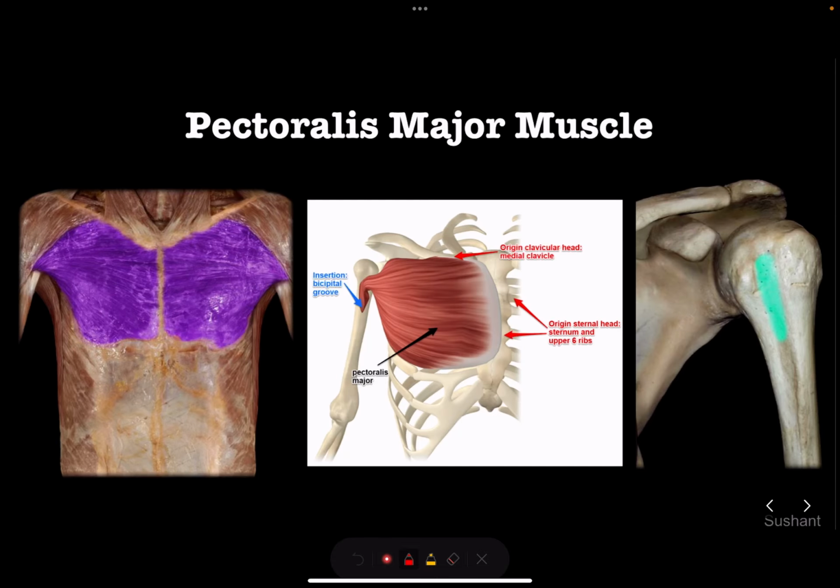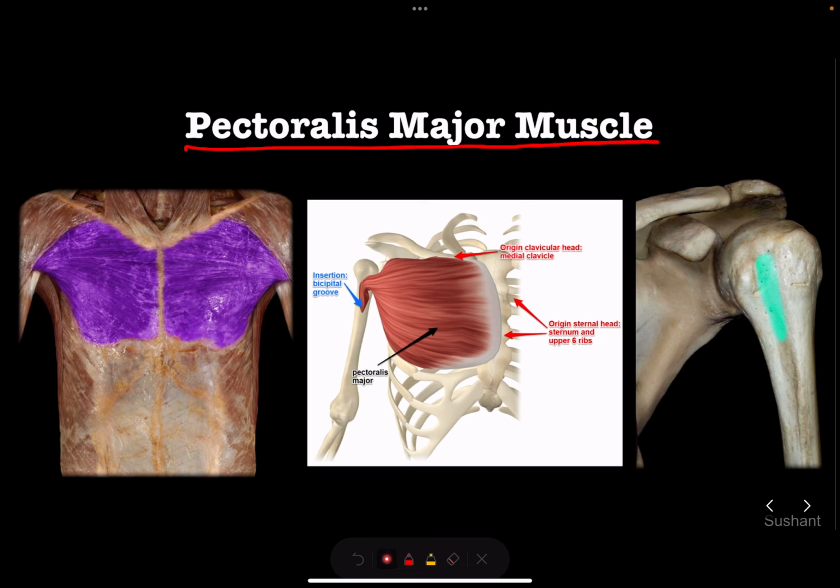First, let us talk about the pectoralis major muscle. The muscle that is highlighted in purple color here. This is the pectoralis major muscle, the most superficial muscle of the pectoral region. You can see its origin. This is the broad origin of the pectoralis major muscle, and the muscle narrows down to form this tendon.